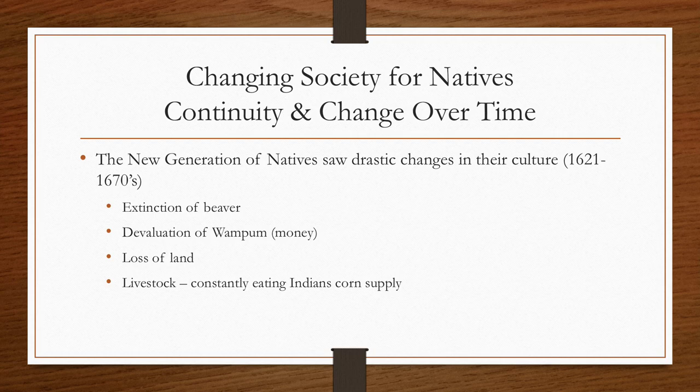the 1670s. Changes for the new generation of the natives in the area, right? They're hunting beaver because of the fur, and all of a sudden they're becoming extinct. Many of the Indians in the area used sea shells that they called wampum for money. This becomes devalued. The English begin to devalue it on purpose to ruin their economy. Obviously, they're losing land because of the encroachment of more and more Englishmen, and they're bringing livestock, horses and cows and pigs. They're constantly eating the Indian supplies. They're constantly taking up more land, and these animals also bring disease.